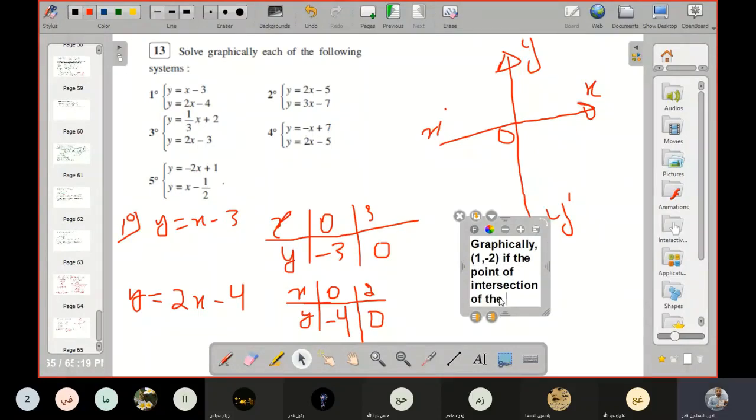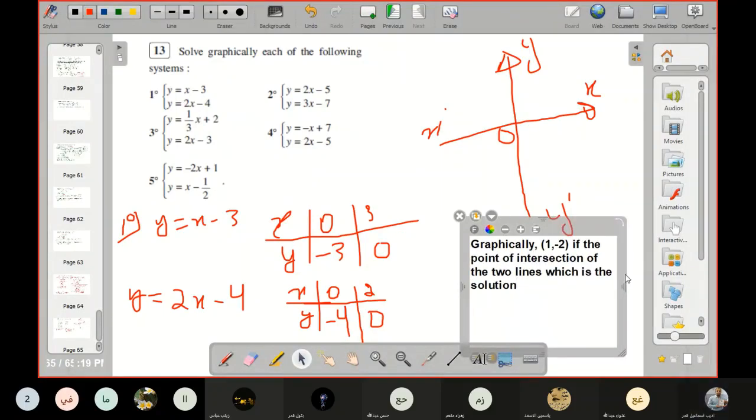of the two lines, which is the solution of the system of two equations.